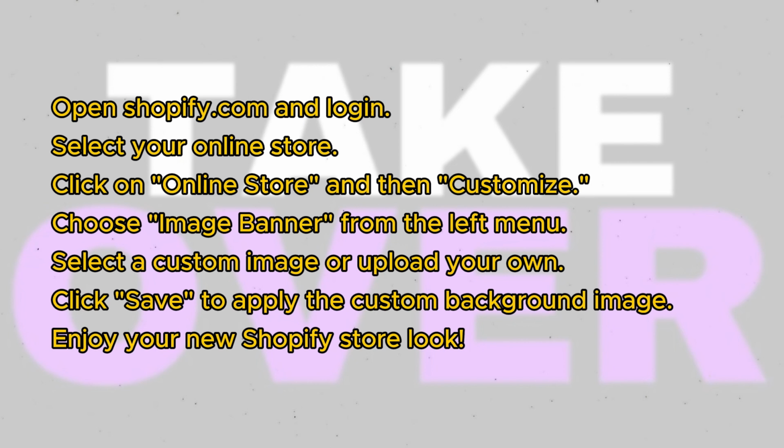You'll be directed to a page where you can customize your store. Click on Online Store and then Customize. You should see Image banner in the left menu of your screen. If not, you can add a block or section and then add a custom image. Click on the Image banner and select any custom image.